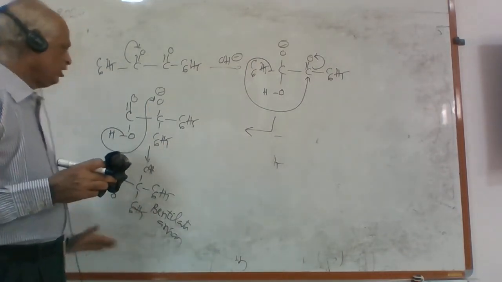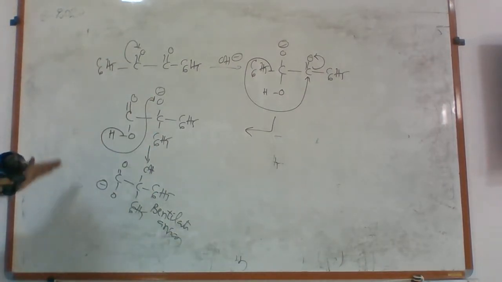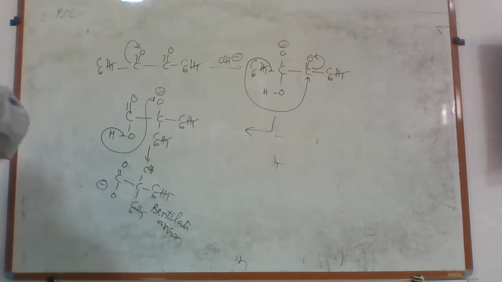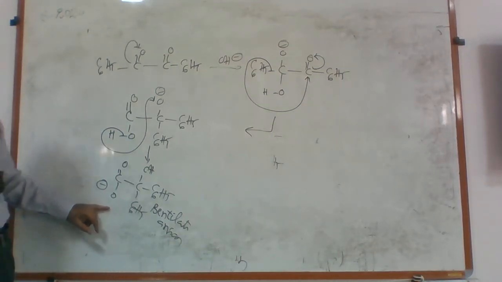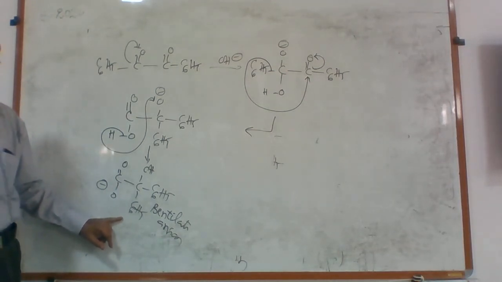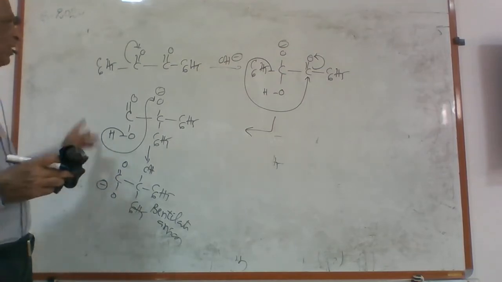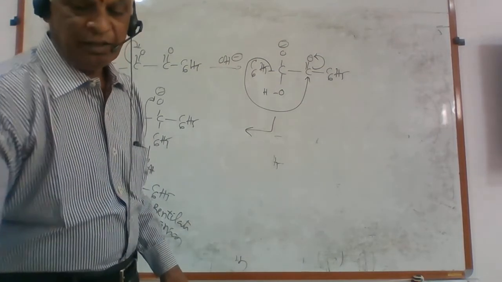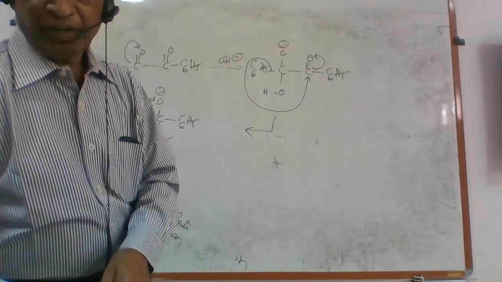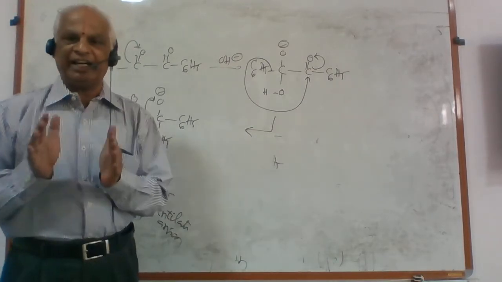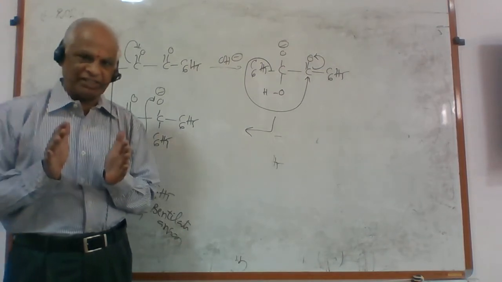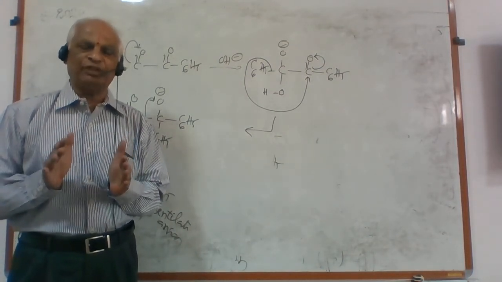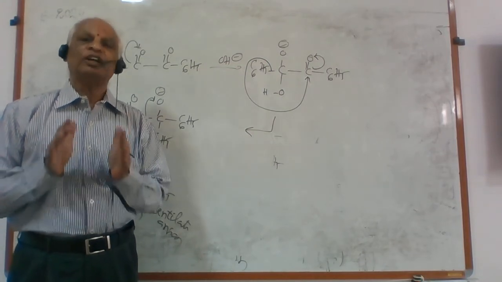That means, if you see this mechanism, it looks like an intramolecular Cannizzaro reaction or an internal Cannizzaro reaction. So this is the mechanism of your benzilic acid rearrangement. So this is about your benzoin condensation and its applications, everything. And in the next class we will see some more examples of nucleophilic addition to carbonyl carbon.